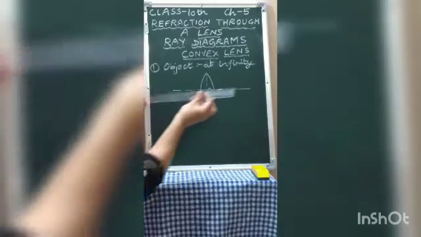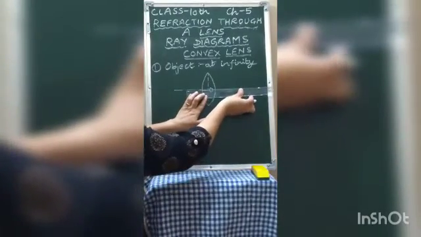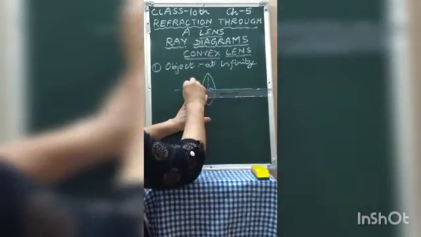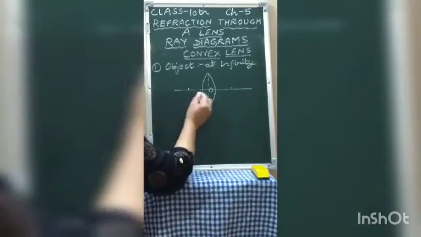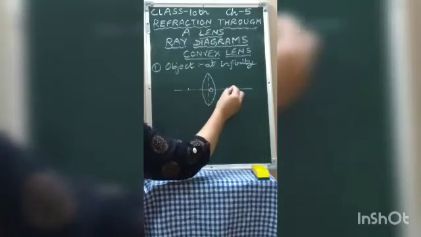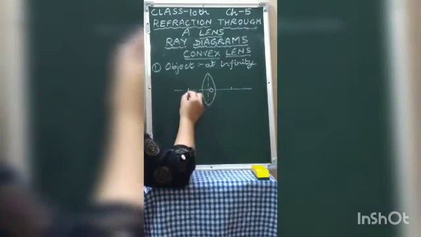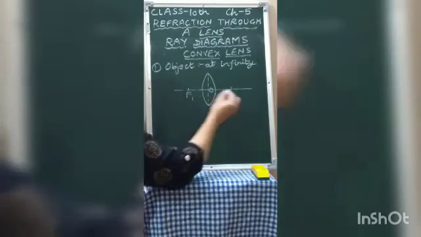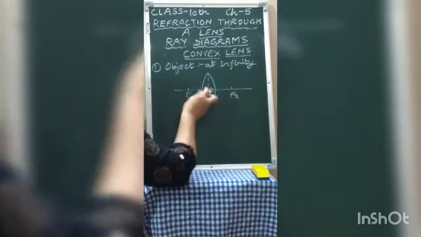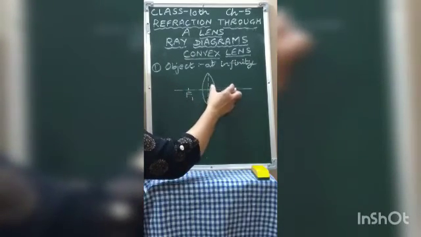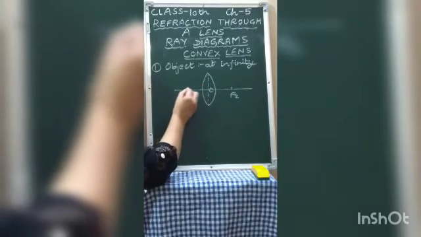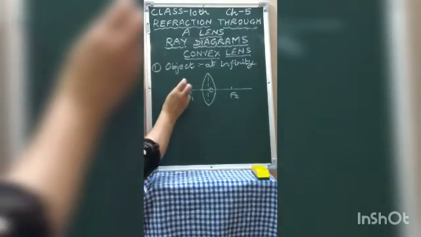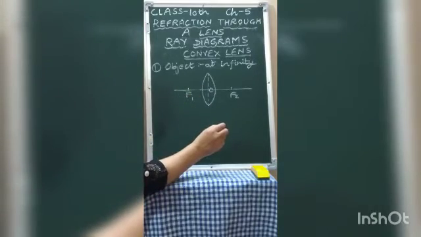Now children, we have to mark the focus. And you know, both the focus are at equal distance from the optic center. That means f1 equals f2. Focal lengths are equal. So this is, suppose, f1 and this is f2. Equidistant. You have to measure with the scale and then you have to mark. Now you have to locate the object, and we will consider only two ways to locate an object.